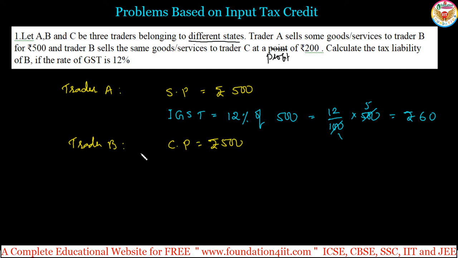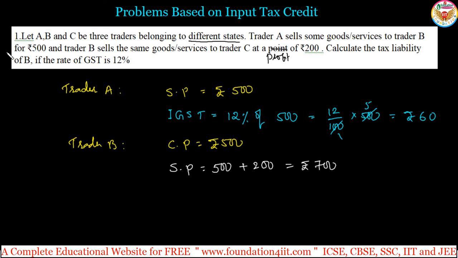Now A sold to B, so cost price is 500. Again, B also sold to C. That means B's cost price is 500, and trader B's selling price is along with this 500 the profit of 200. That is rupees 700. So it is mentioned, profit of 200. So 700 is the selling price of trader B.